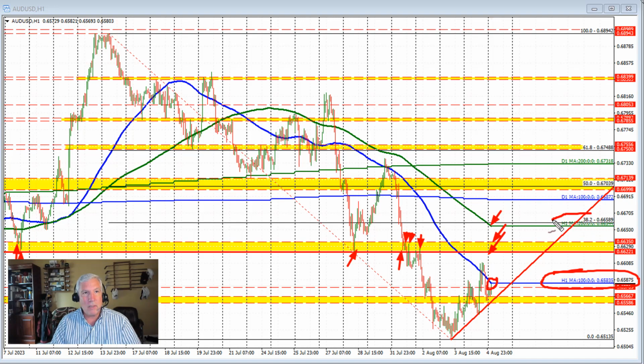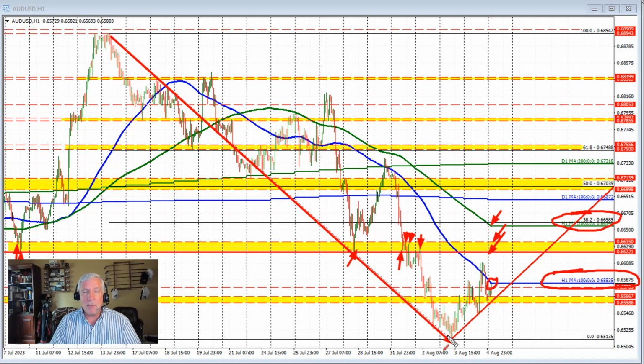38.2% retracement. Ultimately, if the buyers are going to take more control, not only do they have to get above the 100 hour moving average, the high price here, this swing area right here, but they need to get above the 200 hour moving average and the 38.2% retracement of this longer term move to the downside. It just makes sense, doesn't it? If you can't get above the 38.2% retracement, are you really winning? I don't think so. The sellers remain in control.